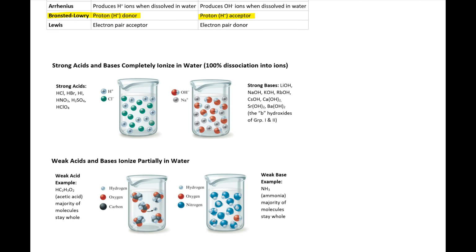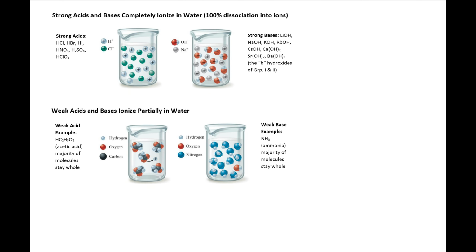So we have 6 strong acids and 8 strong bases that we have to memorize. The definition of being a strong acid or a strong base means that you 100% dissociate into ions. So every single mole of a strong acid breaks up into ions, and the same thing applies to a base. Every single mole of that strong base is going to completely break up into positive ions and negative ions. This is called complete ionization, or 100% dissociation.